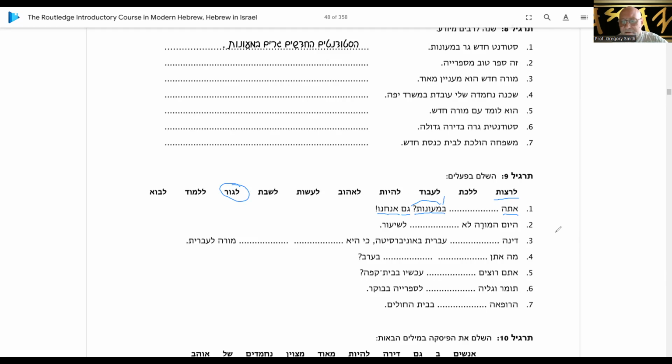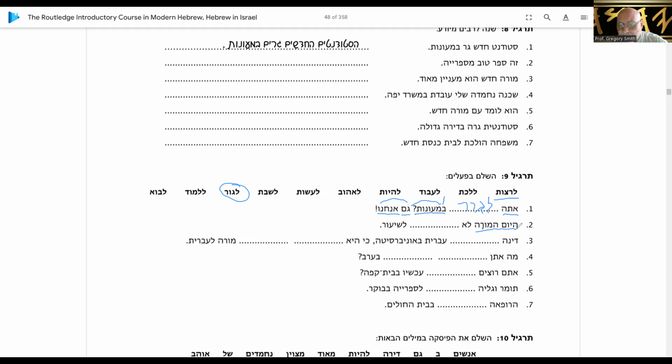Okay, so let's put lagur in there. Lagur bameonot. Okay, are you dwelling in the dormitories? And gam anachnu, also us. It would be like, so are we. Gam anachnu. Yeah, so are we. Like we too. גם אנחנו. Okay, all right. Let's see. I'm just going to do like three of these and see if I can remember. So lagur should be this one.